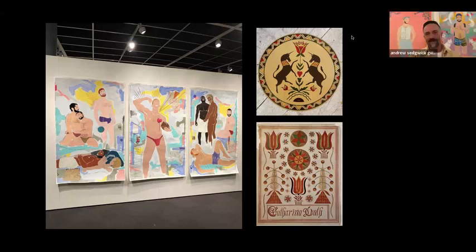So the pieces in front of you right now, we talked earlier about origin stories. So it's a little bit of background of what influences me visually, what's part of my DNA as a creative. So to your right, you see a hex sign, you see a book plate. Those are Pennsylvania Dutch typical visual decorative motifs, lots of symbolism.